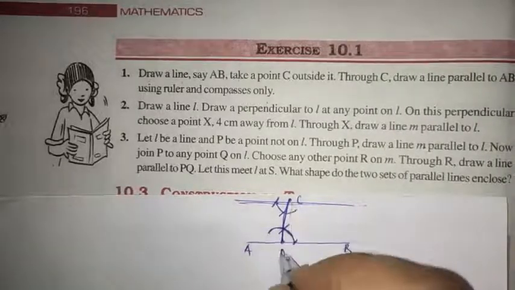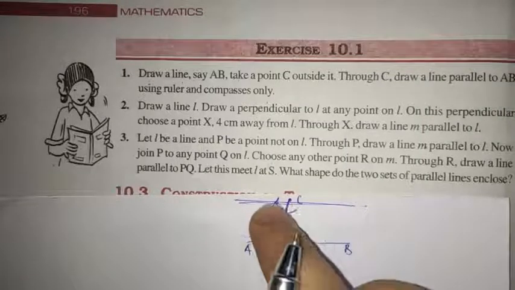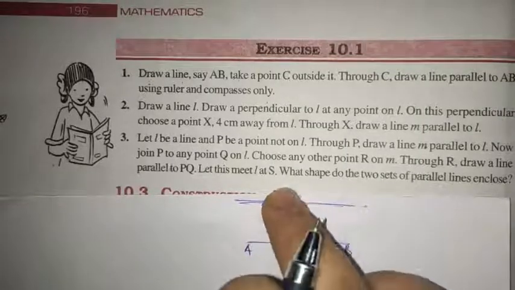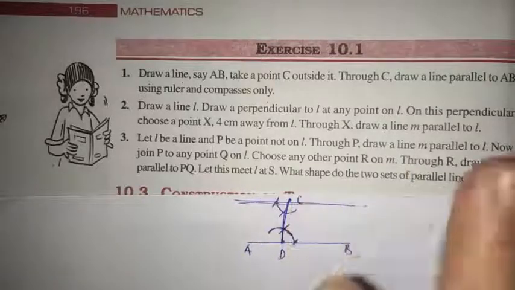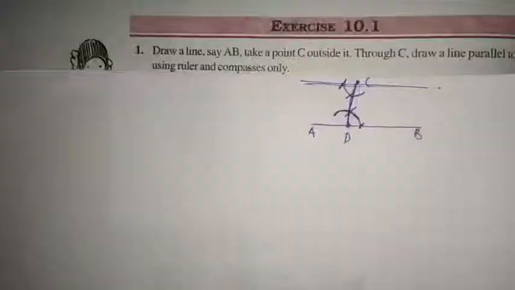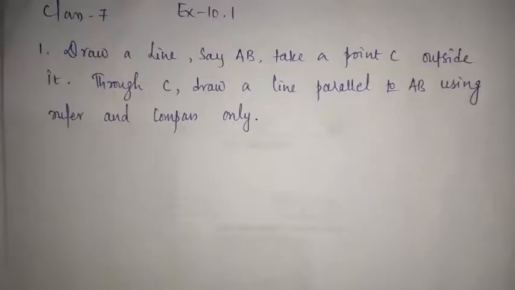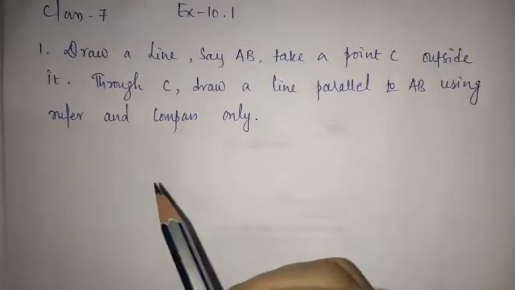Now you'll get the transversal line also, you'll get the parallel line also. Now with that, alternate angle will be there. Okay, let's start doing this one. So here we start with the construction.